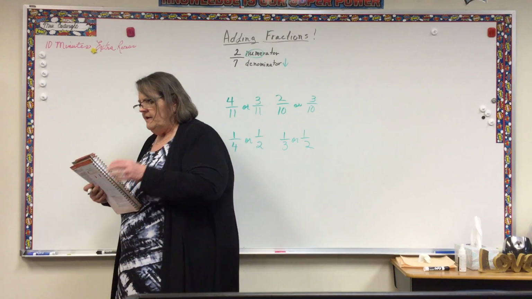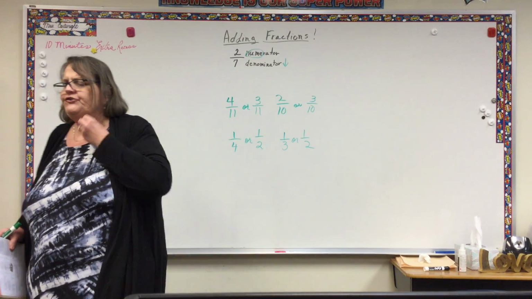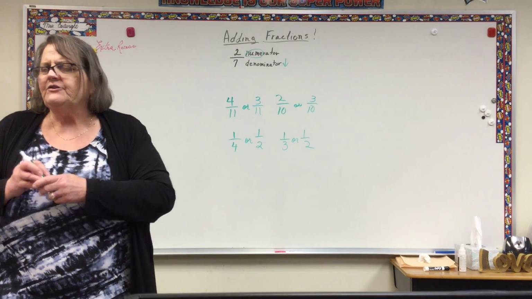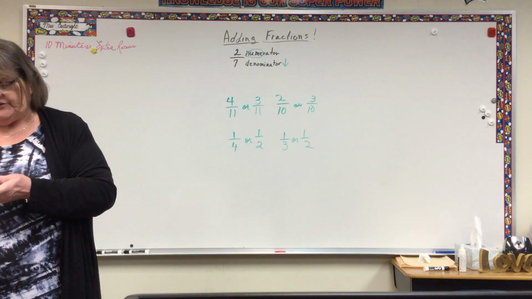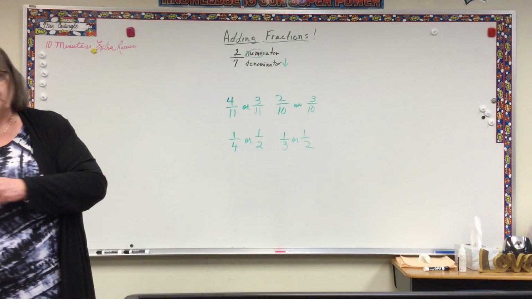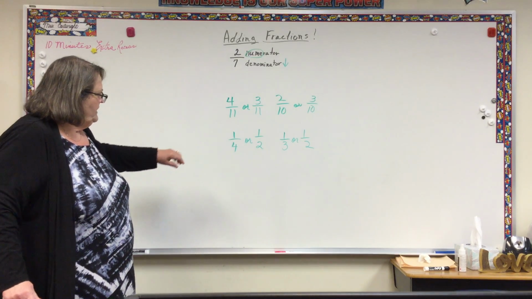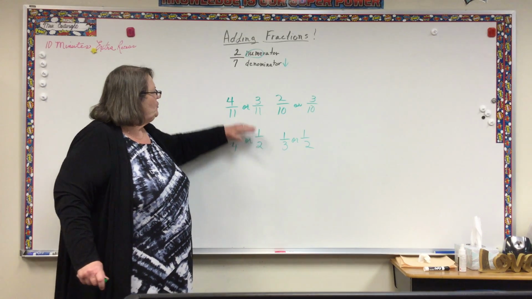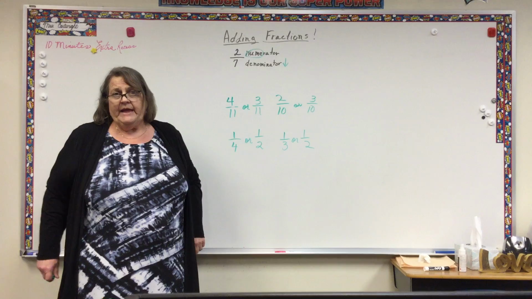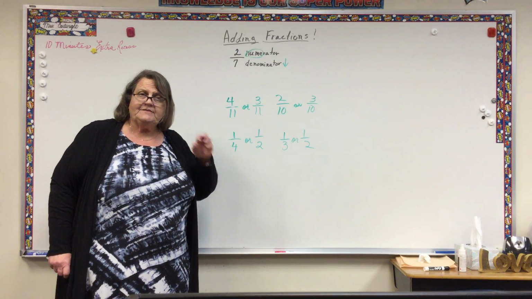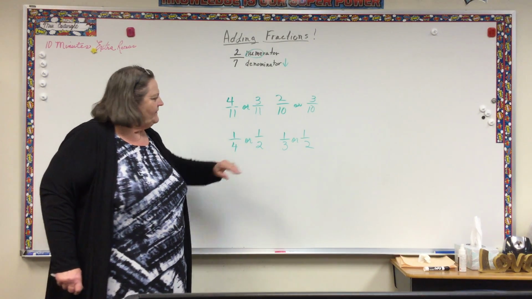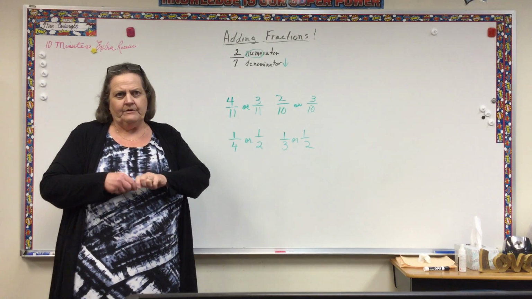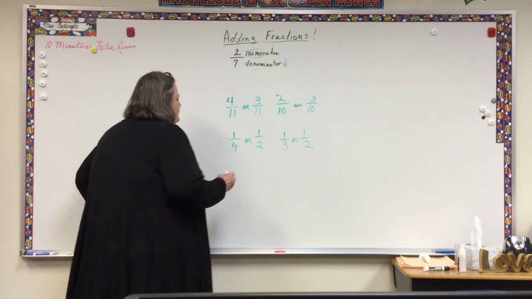What does it say? Circle the larger fraction. Let Mrs. Cartwright remind you of how you look for the larger fraction. First of all, look at the denominator. If the denominator is the same, you want to look at the top number. And whichever one is the largest, that's larger. Okay? If the denominator is the same, you just look for the largest numerator. And that would be 4/11.